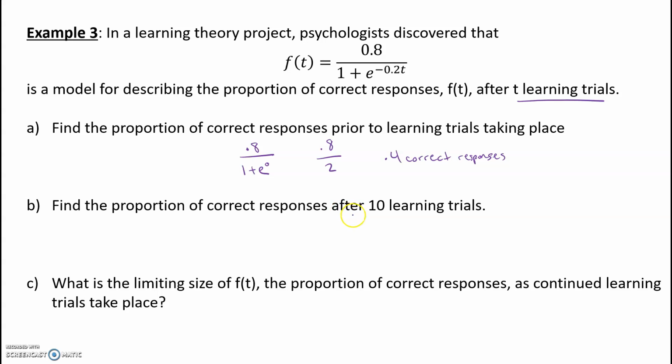Find the proportion after 10 learning trials. So we have 0.8 over 1 plus e to the negative 0.2 times 10. And when all is said and done, you should get 0.7 correct responses. I'm just putting correct responses CR. Now limiting size. It's always going to be that top number. We're going to keep getting closer and closer to that, so 0.8.